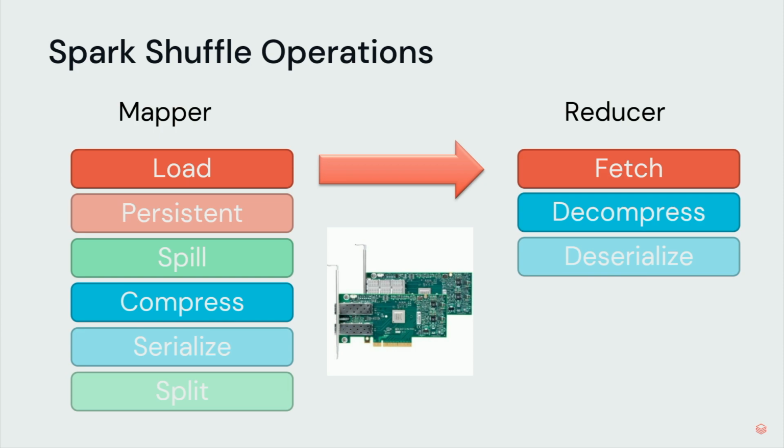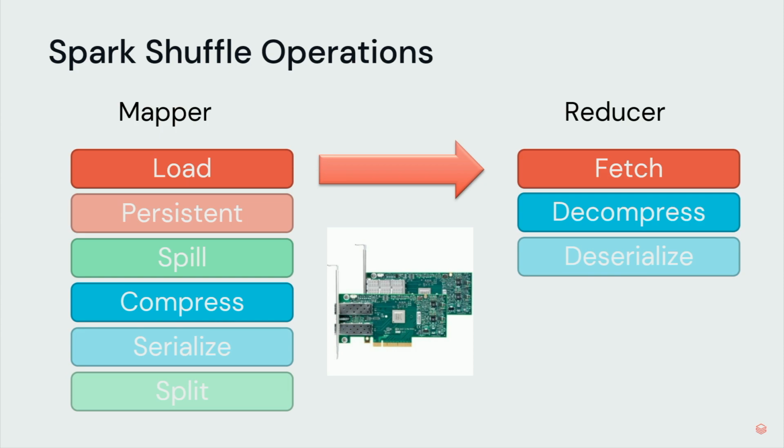If memory is not enough, then we need to spill the data to disk. And after the shuffle, after all the record batches are processed, then we have the persistence. So we need to save the data to local disk. That's how Spark has the fault tolerance feature. And then the shuffle write side is done.